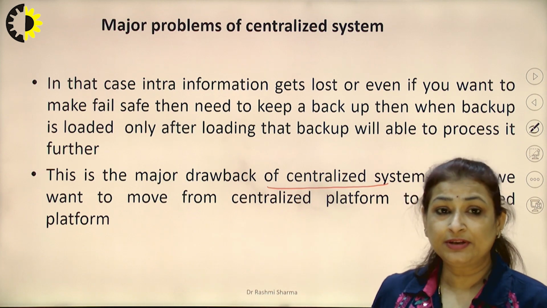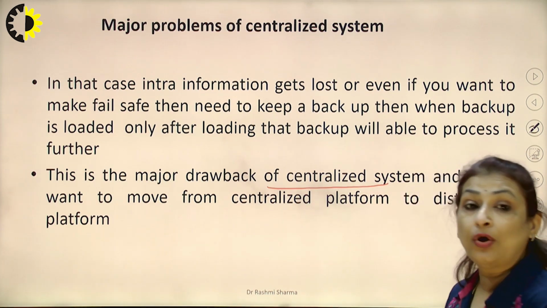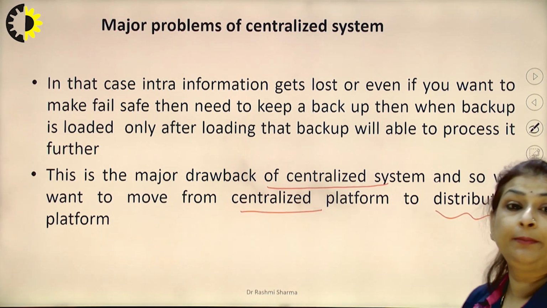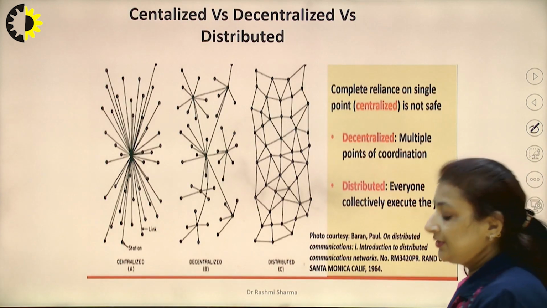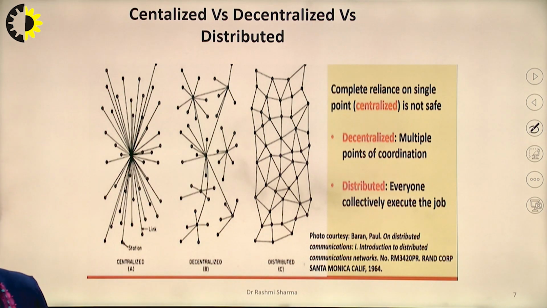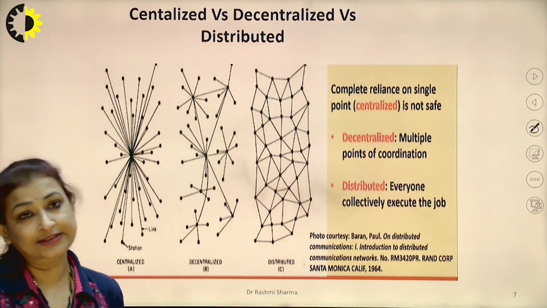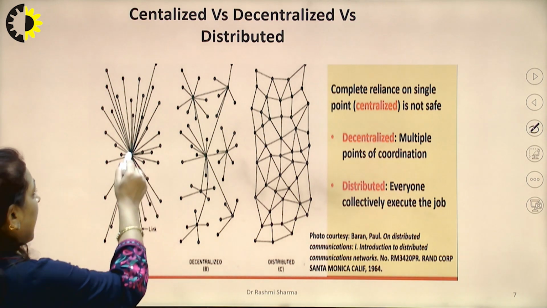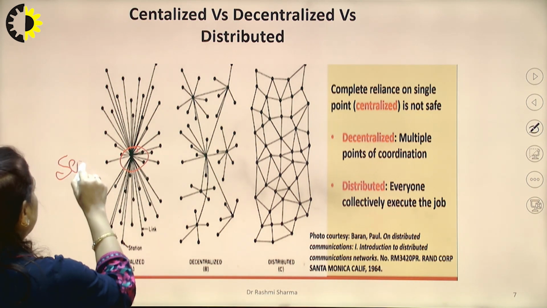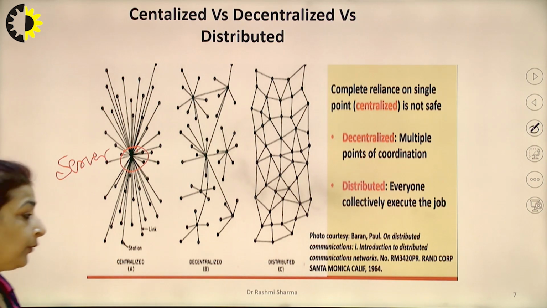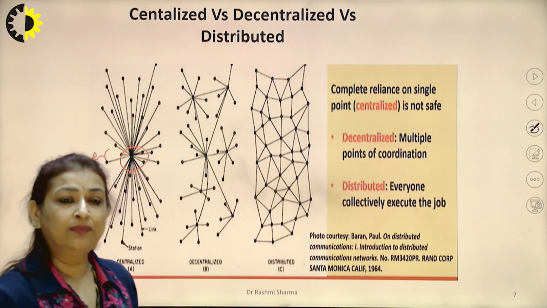So to overcome these problems, we have moved from this centralized platform to a distributed platform. Okay, this is the diagram in which I have described all the differences between centralized, decentralized and distributed networks. In the first figure you can see that we have a server, or a center point. The center point is basically the server which is responsible for everything.